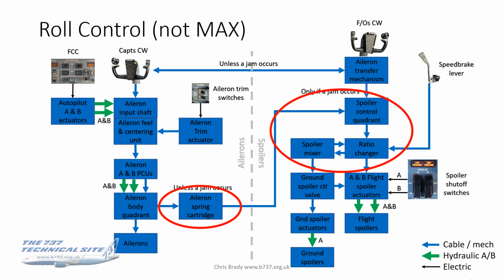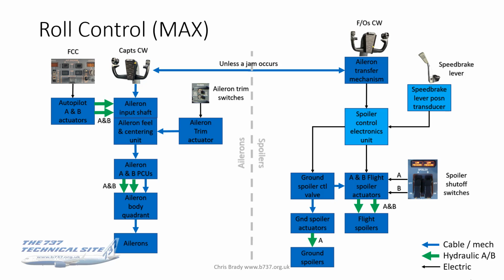Okay, this hideous schematic, you will recall if you watched my flight controls presentation. I'm not going to build it up again for you. I just draw your attention to the bits I've circled in red. So the aileron spring cartridge, the spoiler control quadrant, the spoiler mixer and ratio changer, those 4 components, they've gone. In the Max, it's all replaced by a spoiler control electronics unit.